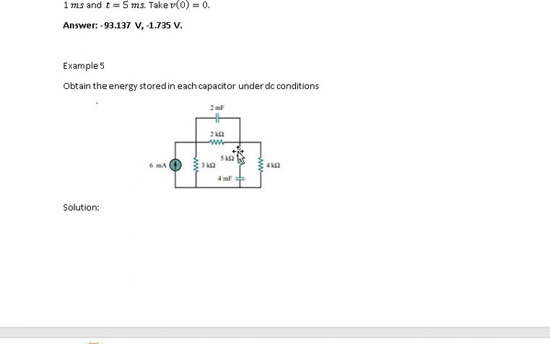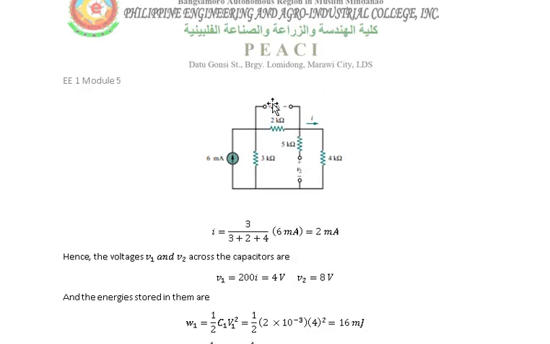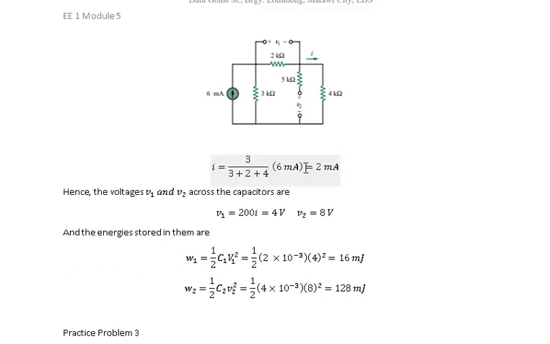So we could actually neglect this 5 kilo ohm here since this capacitor is neglected. So we have here: obtain the stored energy in each capacitor under DC condition. As we can see here, these are being open circuited. Then finding the value of V1 and V2 here, since we can use that in order to find the value of energy.